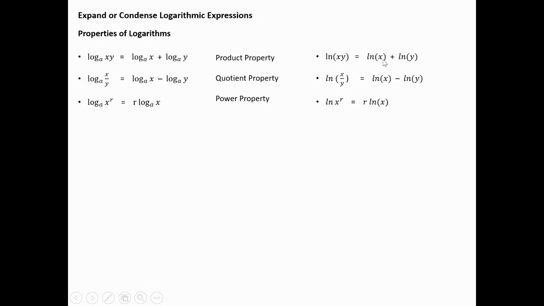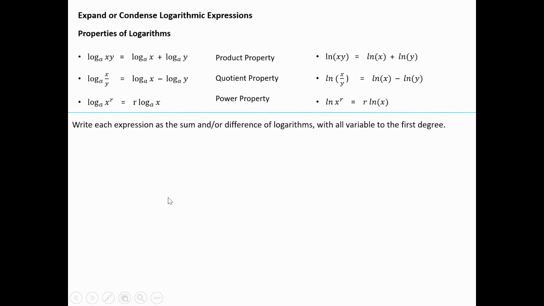So when you're multiplying, you expand them and you add them. See? When you're dividing, you expand it by subtracting. And you notice the power, the R goes to the front. You see, the R went to the front. Same thing over here with the log. The R goes to the front. Okay, those are the rules that we need to know.